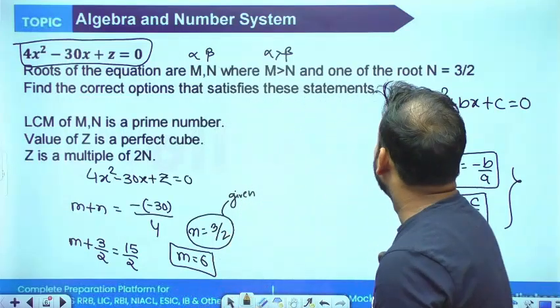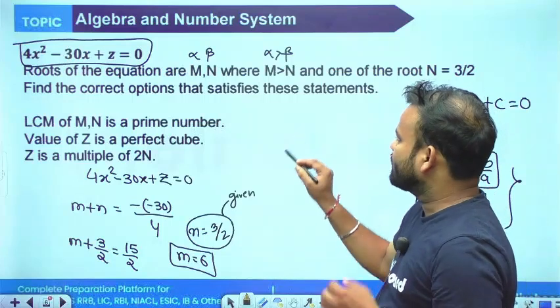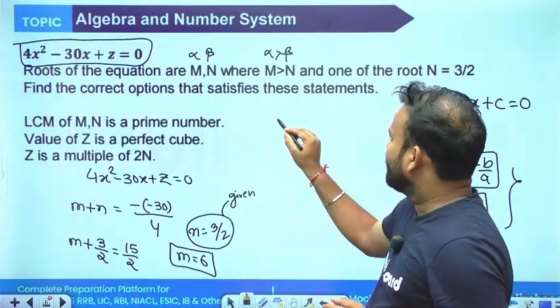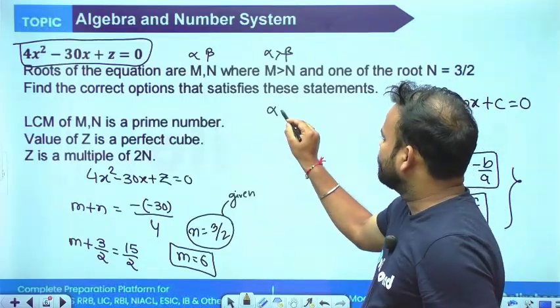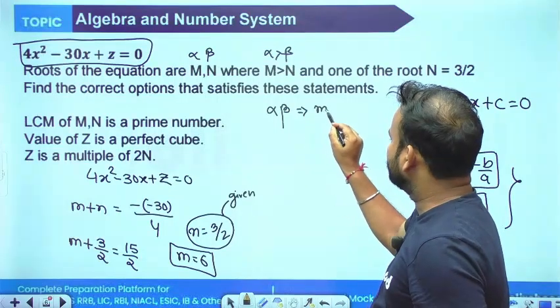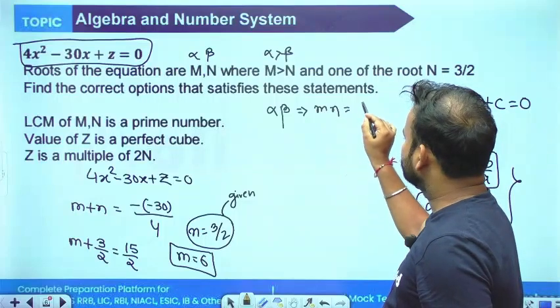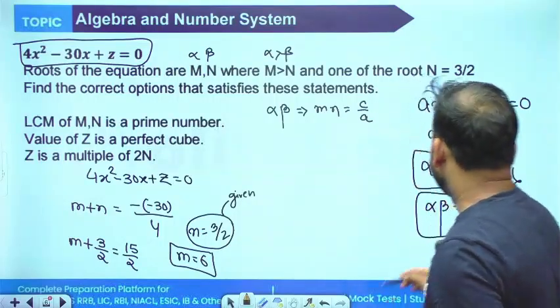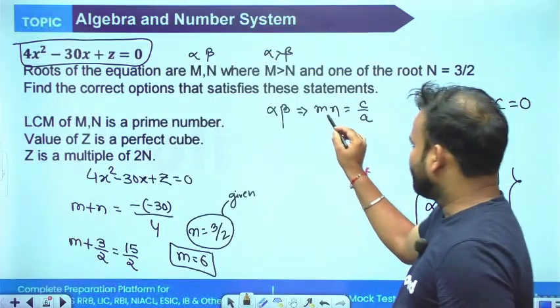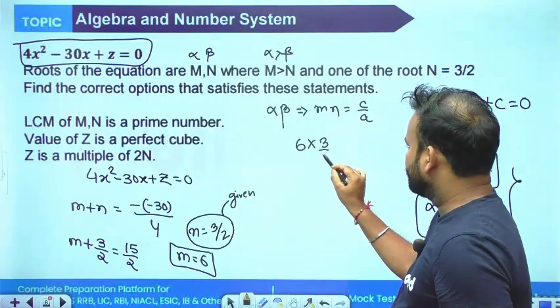Now let's calculate the value of z. How to calculate the value of z? So m into n, the product of roots, that is alpha into beta, which is termed as m and n. So the product of roots will be equal to c by a. See, the product of roots will be c by a. So the value of m is 6, n is 3 by 2. This is equal to c by a.